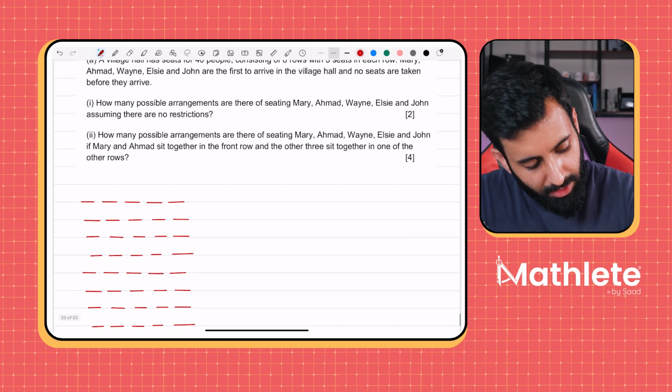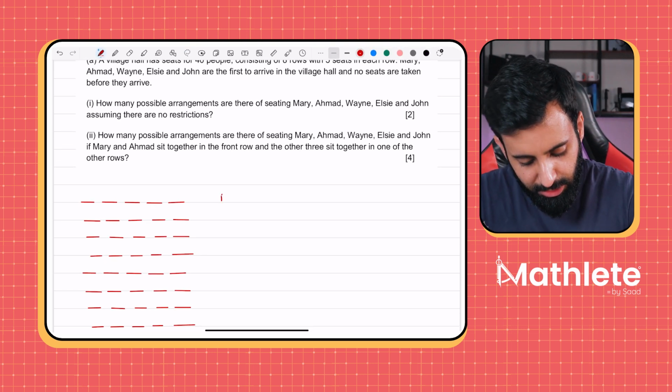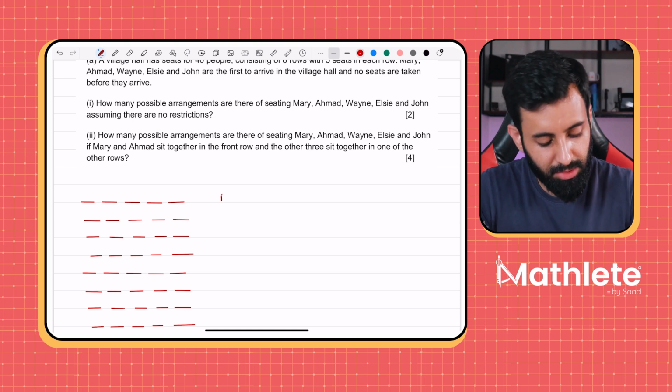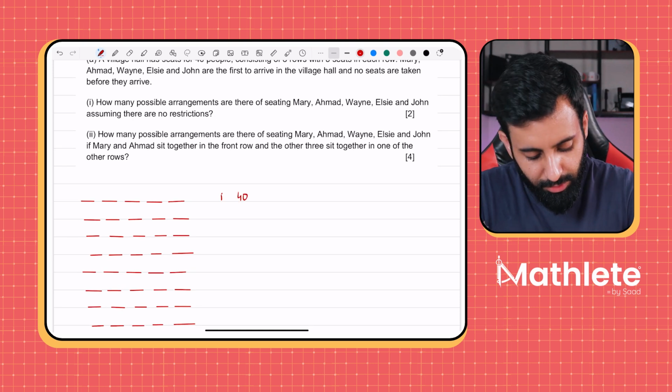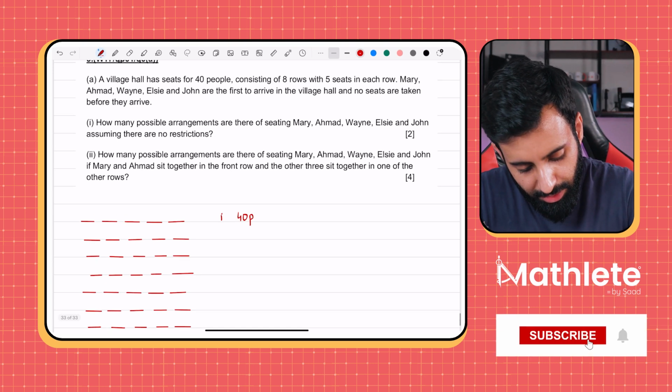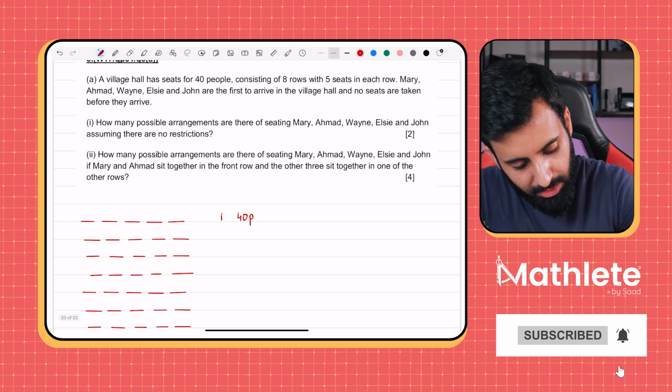Okay, now we're doing the first part. In the first part, we have 40 spaces, right? So that's 40. And we have to arrange how many people? We have to arrange, let's count.